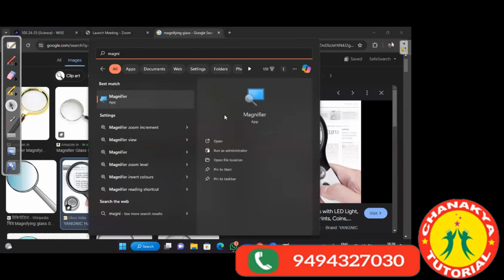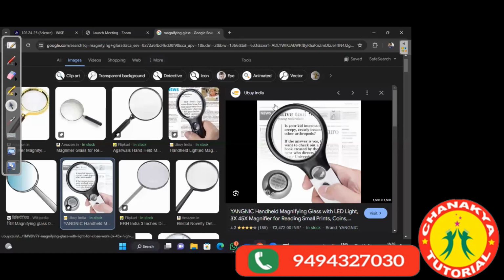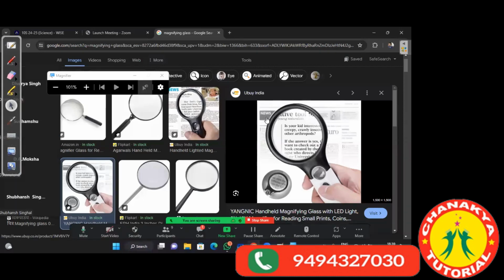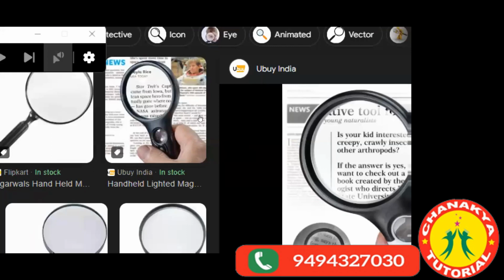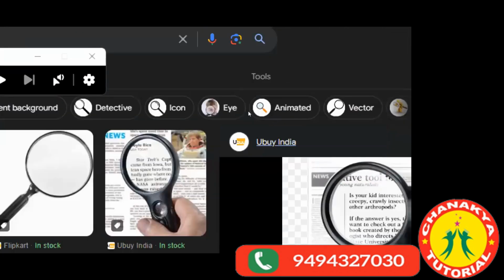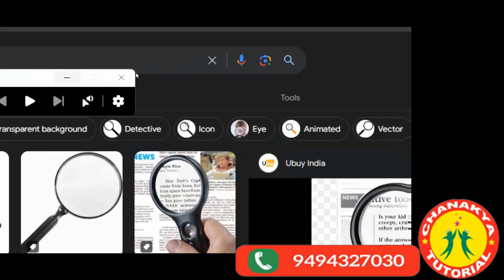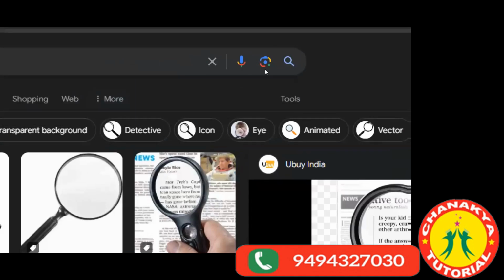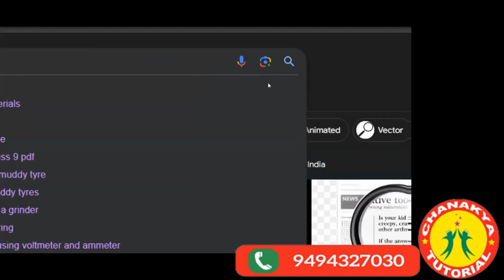So you have a magnifier. Here you can use that magnifier. If you use your magnifier in your windows or anywhere, see, the screen now seems to be highly magnified. Got it? So this is the use of the magnifier.